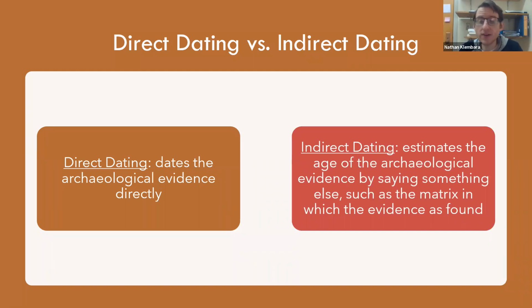But for indirect dating, we're not actually dating the object itself. We're dating something else around it that can be dated. Right? So that's one distinction we have to make, the difference between direct dating and indirect dating, and recognize that most archaeological materials are dated through indirect dating.